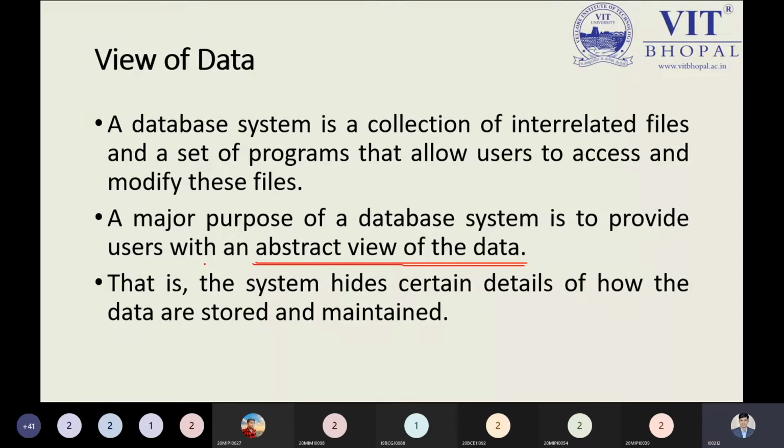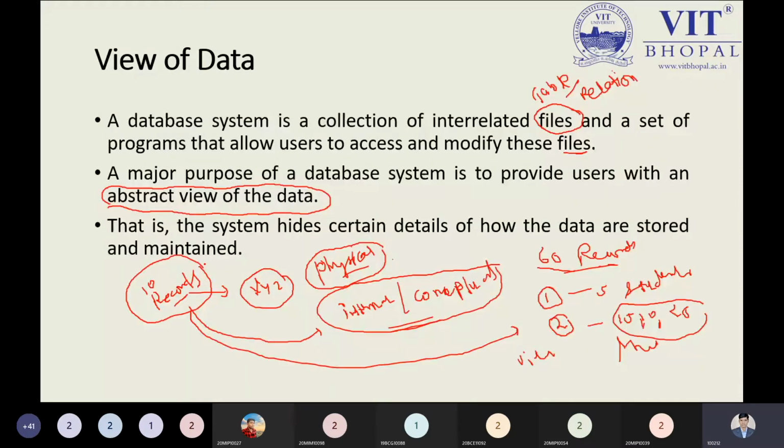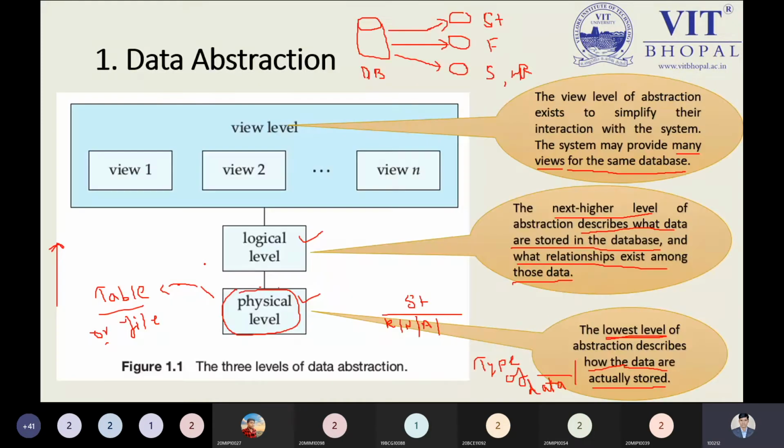Yes, sir. Same thing. The view of data can be represented at three levels. One is data abstraction, and in the data abstraction we have three different levels: the view level, the logical level, and the physical level. I hope this slide is visible, and let me explain the points already drawn here one by one.